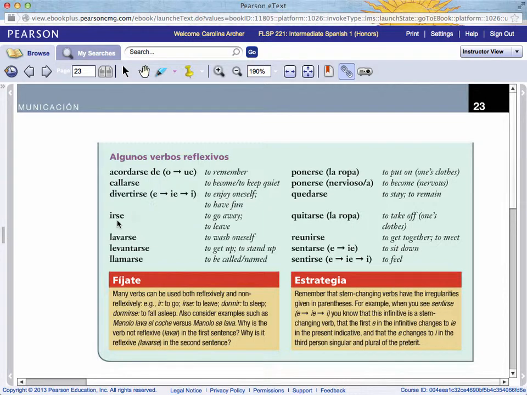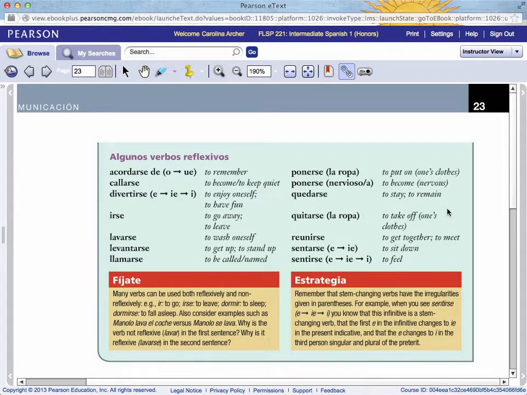To have fun. Irse, to go away or to leave. Yo me voy, tú te vas, él se va. Lavarse, to wash oneself. Levantarse, to get up or to stand up. Llamarse, to be called or to be named. You say yo me llamo, ¿cómo te llamas? Él se llama, okay? Ponerse, por ejemplo, la ropa, to put on one's clothes, okay? Ponerse la ropa. Ponerse nervioso, to become nervous. Yo me pongo nerviosa en un examen.